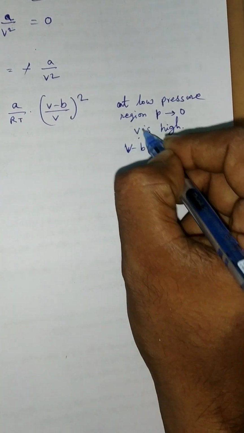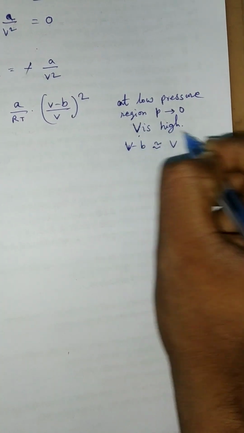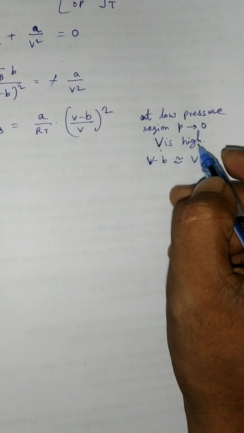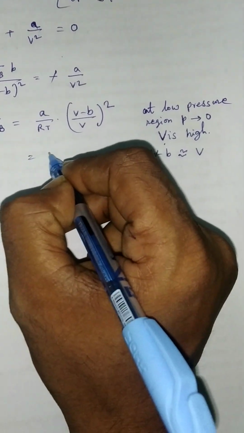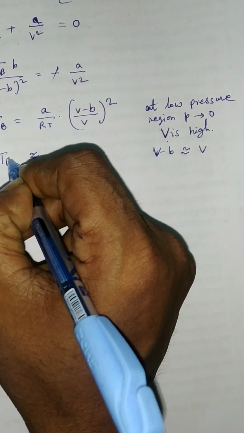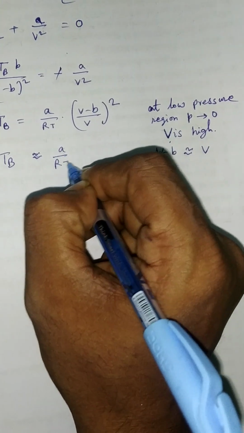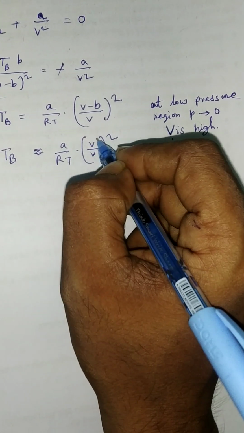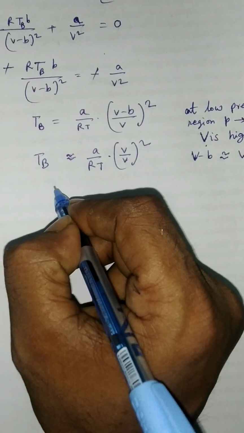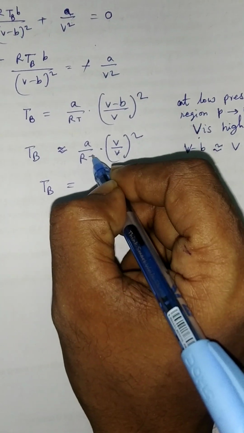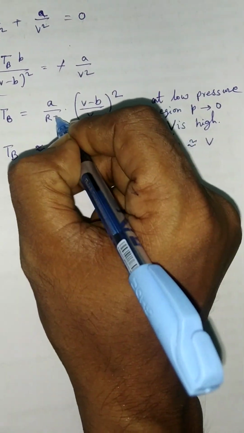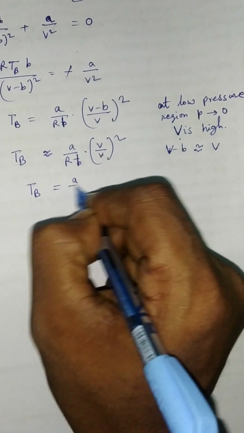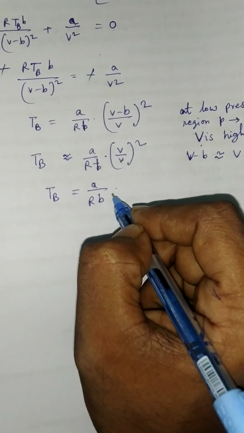As V is very high, V - b will be equal to V, or we can write this one T_B equals to a by Rb into V² by V². So V² by V² will be cancelled out, that is will be equals to 1. We will get T_B equals to a by Rb.